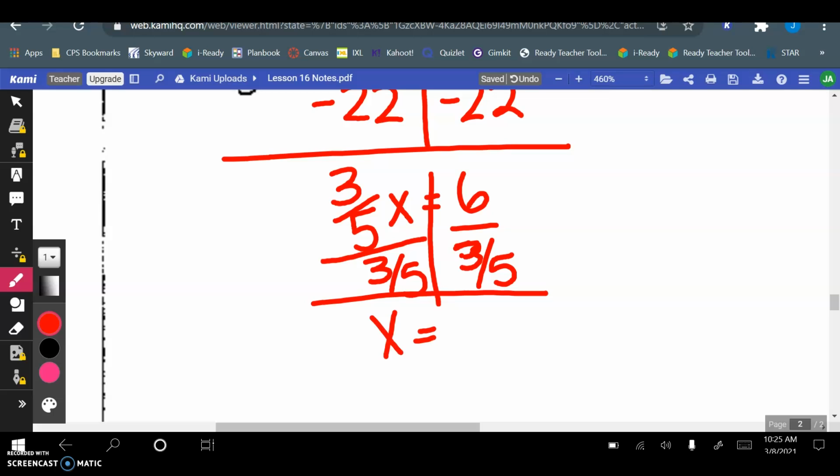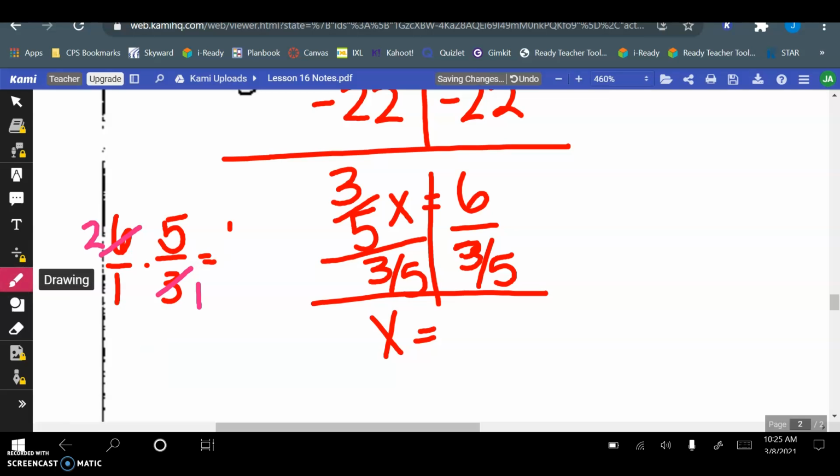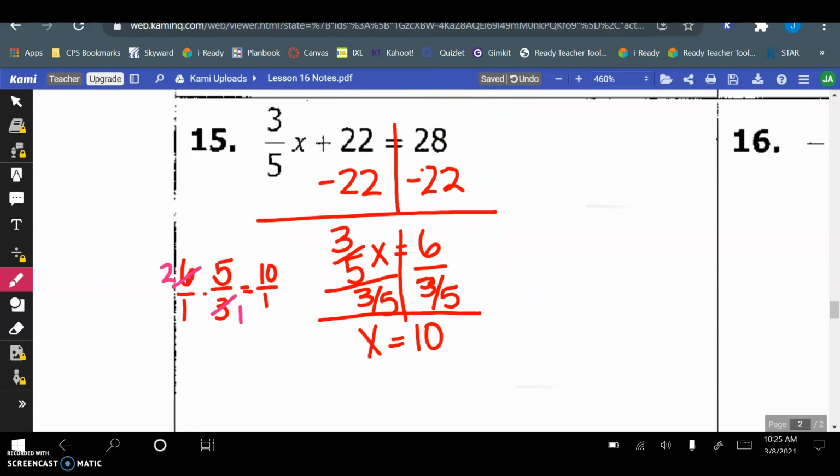So x equals 6 divided by 3/5. We keep the 6, make it a fraction, change to multiplication, and then flip 3/5, and it becomes 5/3. And then I can reduce, divide on an angle here, divide by 3, and I would be left with 2 times 5 on the top is 10, and 1 times 1 at the bottom is 1, so 10 over 1 is 10. So our answer is 10.